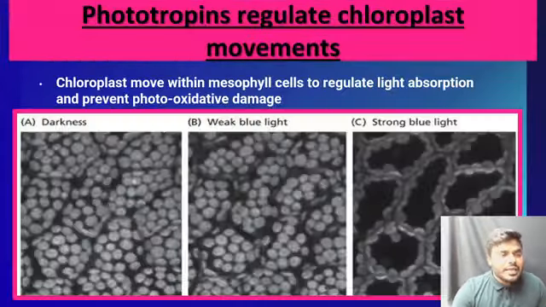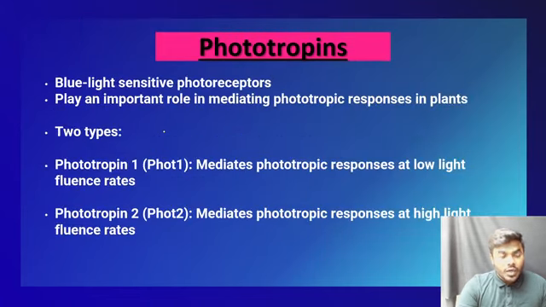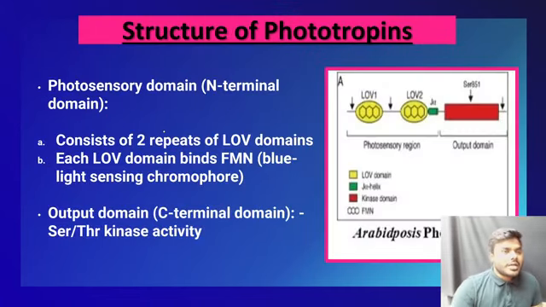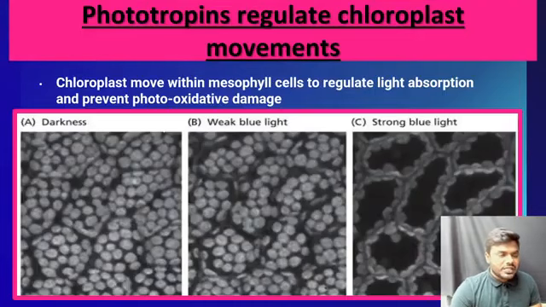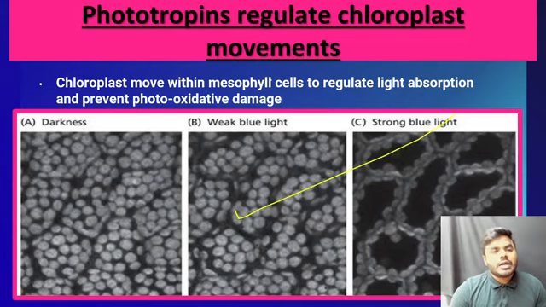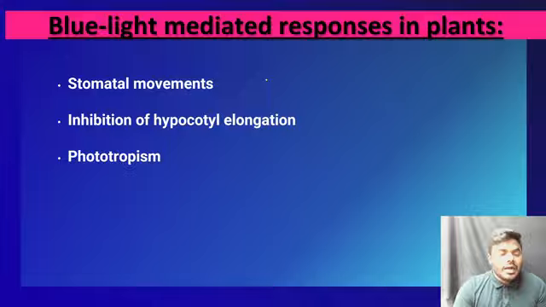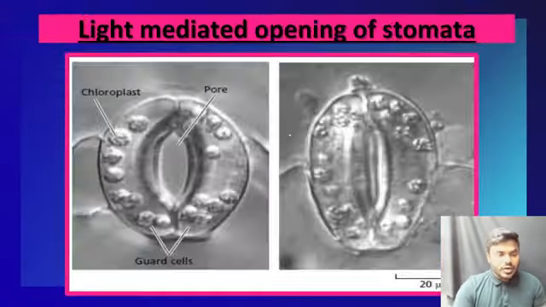Okay, in the evening class we were discussing phototropism. If you all quickly recall, we understood the structure of cryptochrome, the structure of the phytochromes, and the structure of the phototropins. And if you quickly recap, we discussed how these phototropins are involved in chloroplast movement. We understood the stomatal movement also.